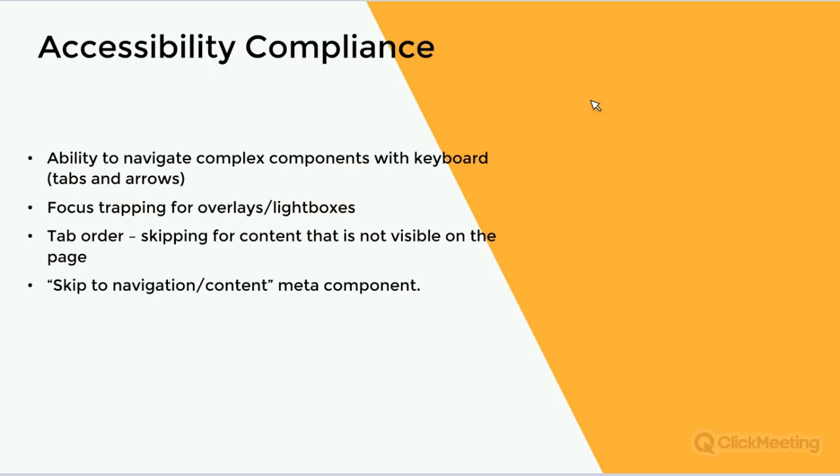SXA 1.7 has introduced accessibility compliance. Just a reminder, not all renderings have this, only some of them do. They have started introducing tab ordering so that you can more easily navigate through the components with a keyboard, and you can use the tab order to skip content, and also content which is not visible on the page. But as I have mentioned, some of the renderings do have it, but not all of them yet.